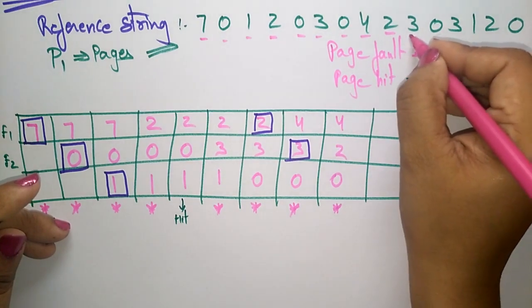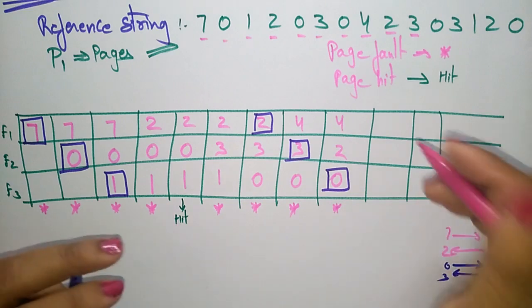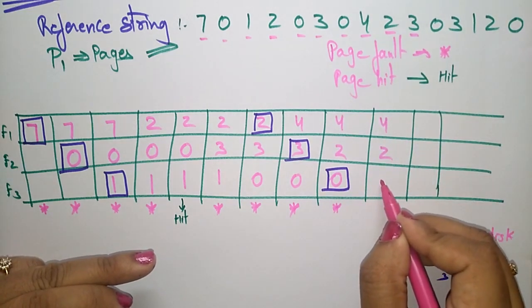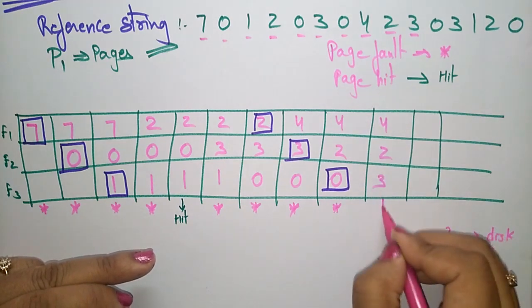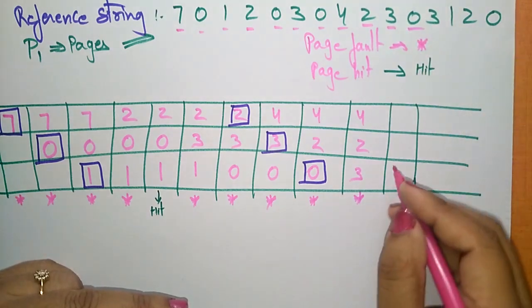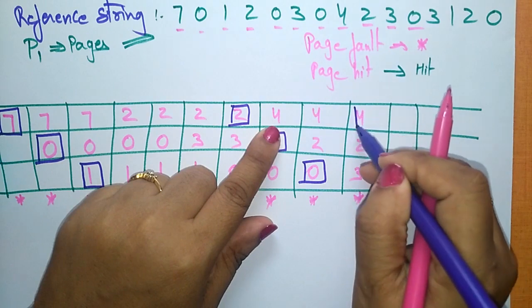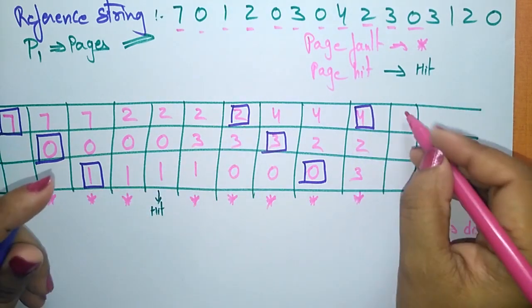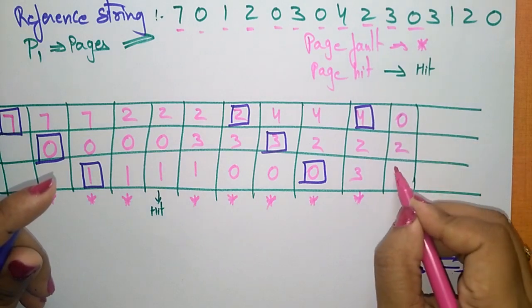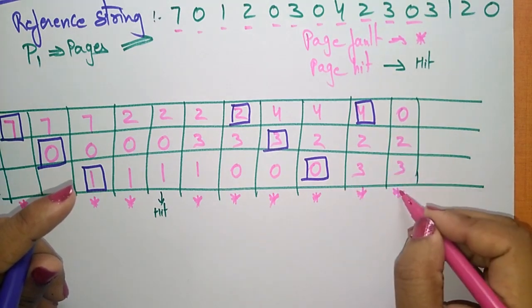Next 3. This page has to be replaced. 4, 2, 3. This is also a page fault. Next 0. So the first in first out, what is this? 4 is first in. So that has to be replaced. Now place 0, 2, 3. This is also a page fault because 0 is not present.